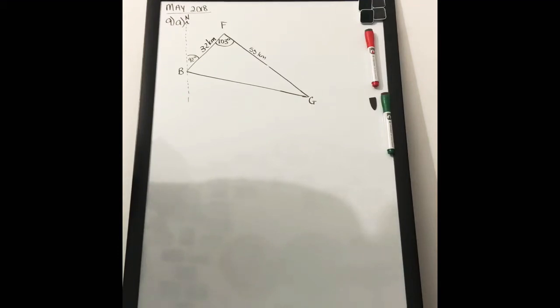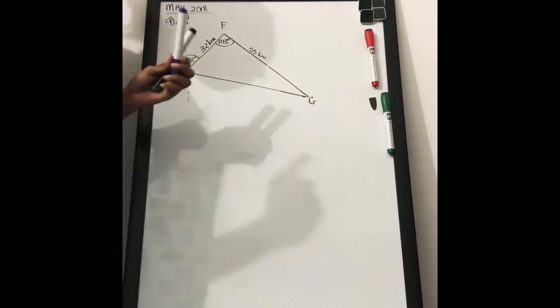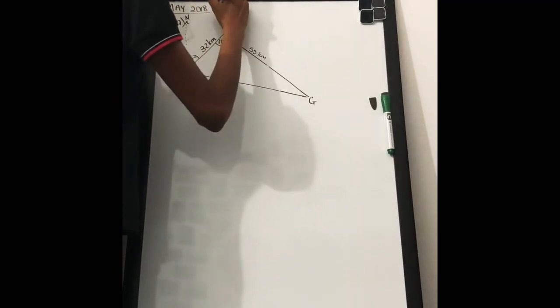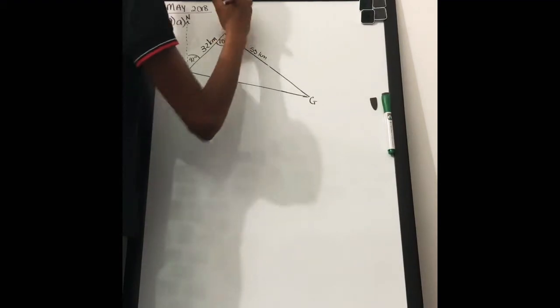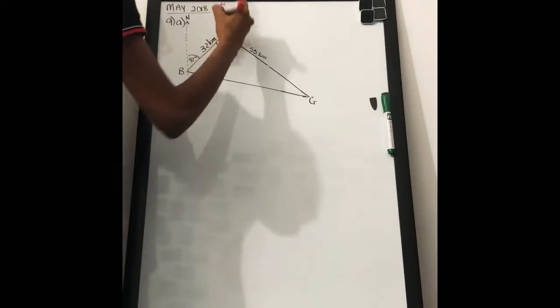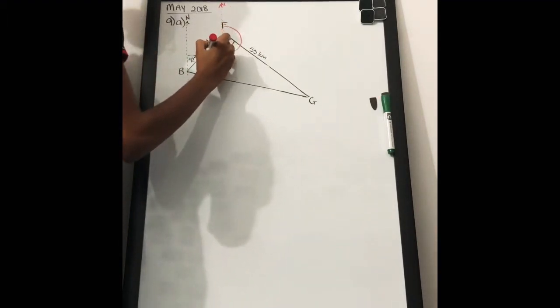Part 1, they asked to determine the bearing of B from F. So at the point F we need to draw a north arrow there. Remember, anytime we're dealing with bearings, it's always measured from a north arrow. So this is our north arrow here. They want B from F, so from F we go all the way around until we reach B.